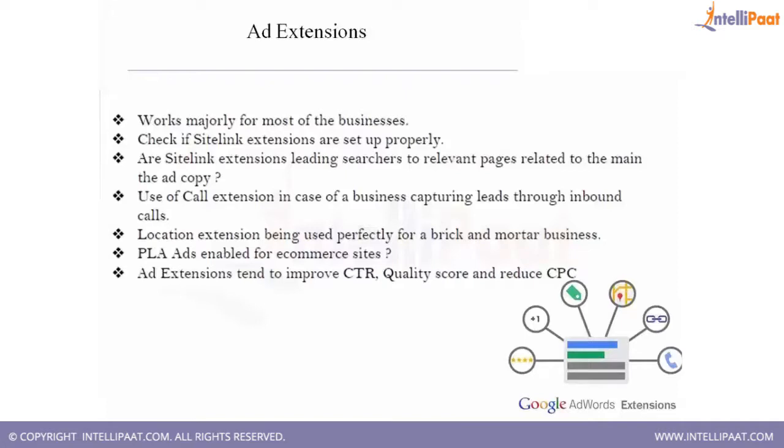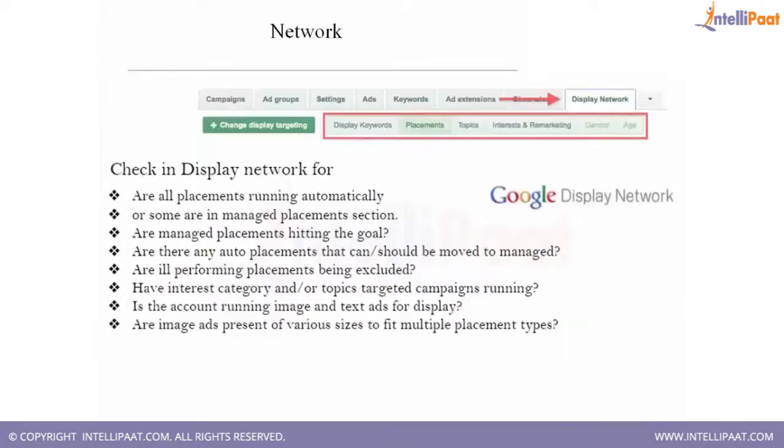Looking for PLA ads enablement is another thing which should be looked at while doing a PPC audit, whether they are enabled for the e-commerce sites or not. When we say PLA ads, it means product listing ads, which are the shopping ads. The PLA ads should be enabled for the e-commerce sites, and also, as I did mention, ad extensions do tend to improve CTR, which ultimately leads to a much better quality score and a reduction in the CPC. That's the reason why one should look at the ad extensions.